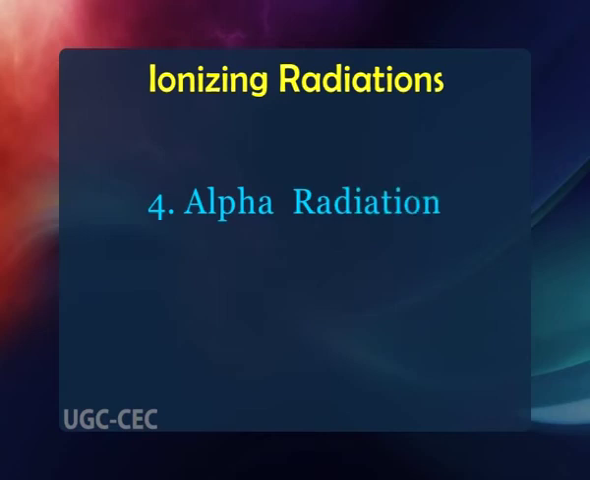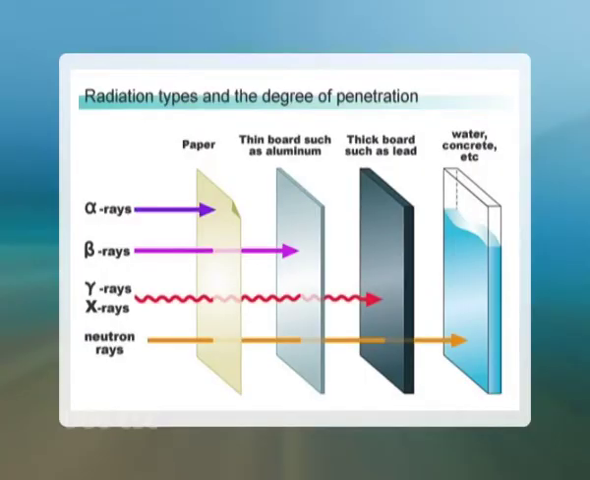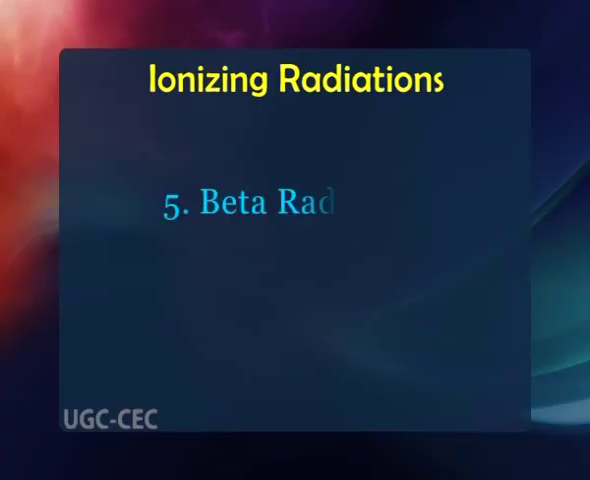Now, alpha radiation. Alpha particles are helium nuclei with 2 protons and 2 neutrons. They interact with matter strongly due to their charges and combined mass. They penetrate a few centimeters of air or a few millimeters of low-density material. Now, beta radiation.